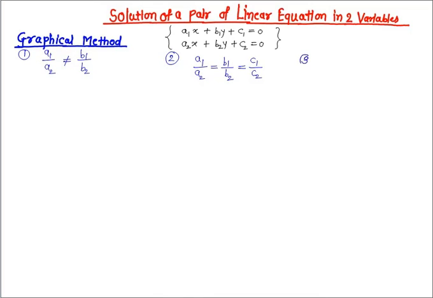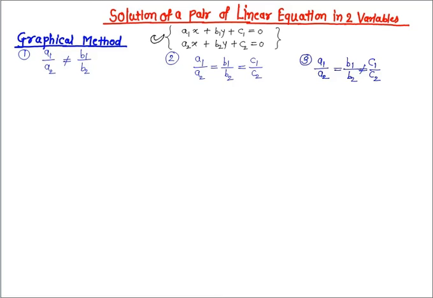And the third condition we have is a1 by a2 is equal to b1 by b2 is not equal to c1 by c2. Let's understand first condition, that is a1 by a2 is not equal to b1 by b2. Now what are a1 and a2? Those are coefficients of x. If you see this general form of pair of linear equations, a1 and a2 are coefficients of x.